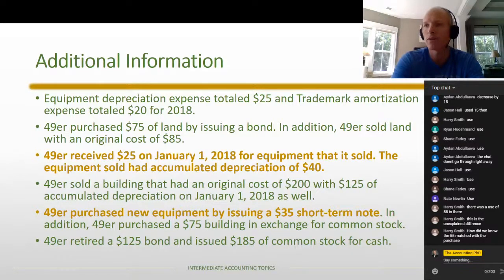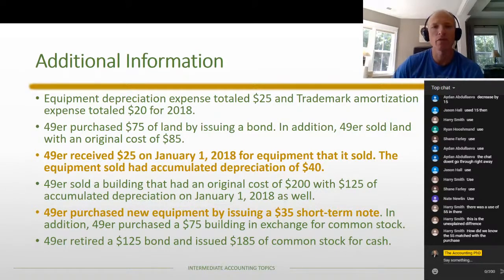How did we know the $55 matched with the purchase? Again, with these problems, and I say it explicitly on the test, we assume that any unexplained difference is a cash transaction. The way that I say it is, unless otherwise stated, all transactions are cash transactions. And so we have this unexplained $55 difference, and the only thing that would explain that would be a purchase.